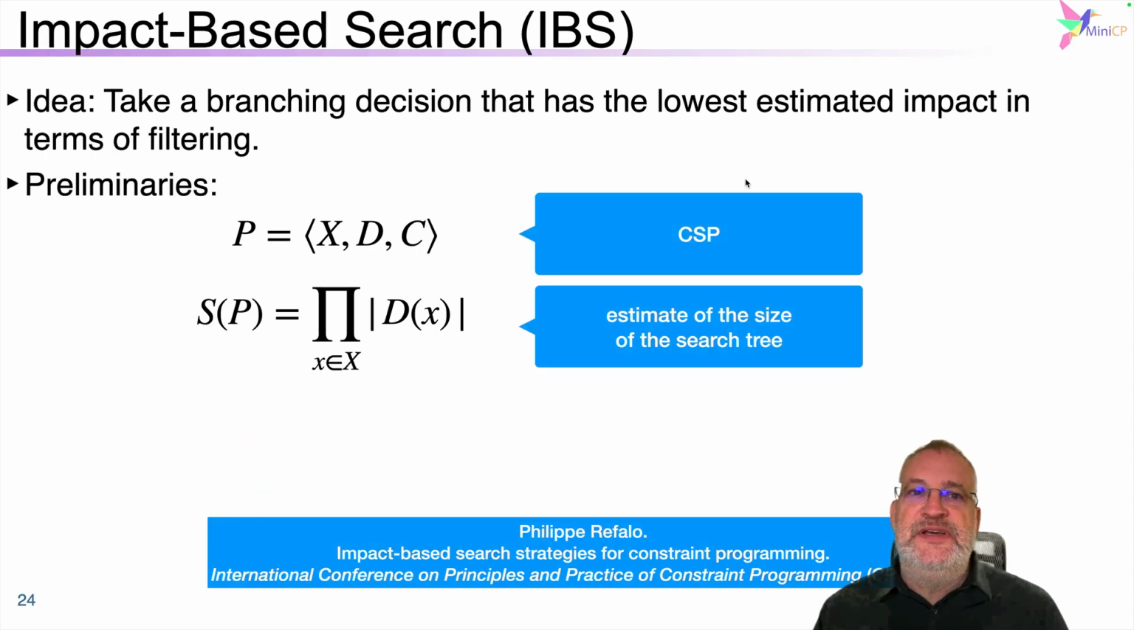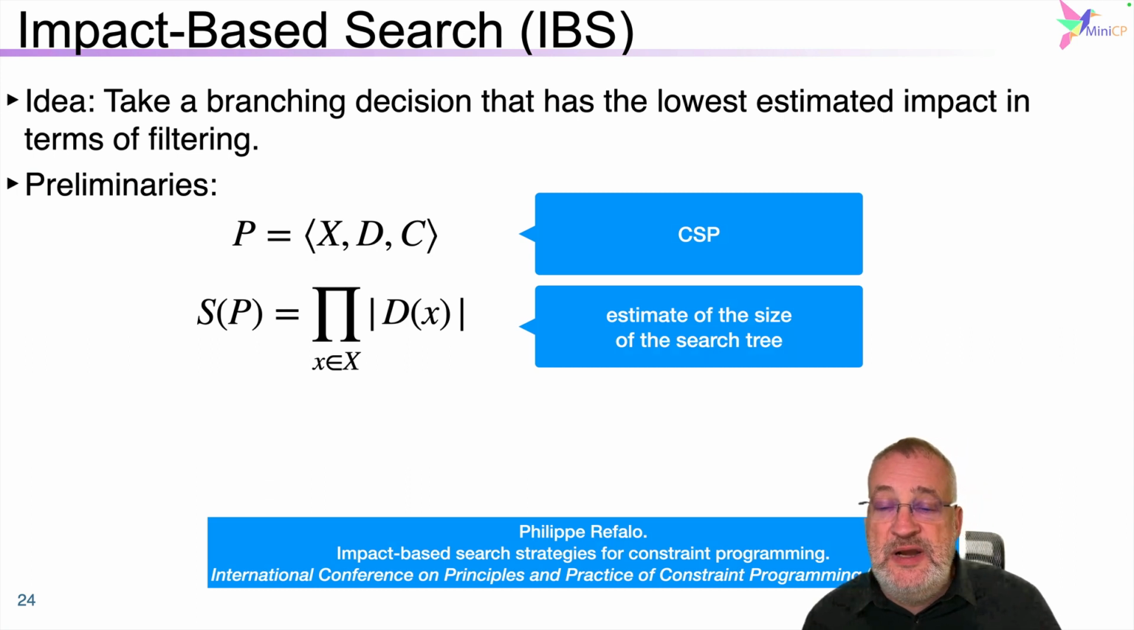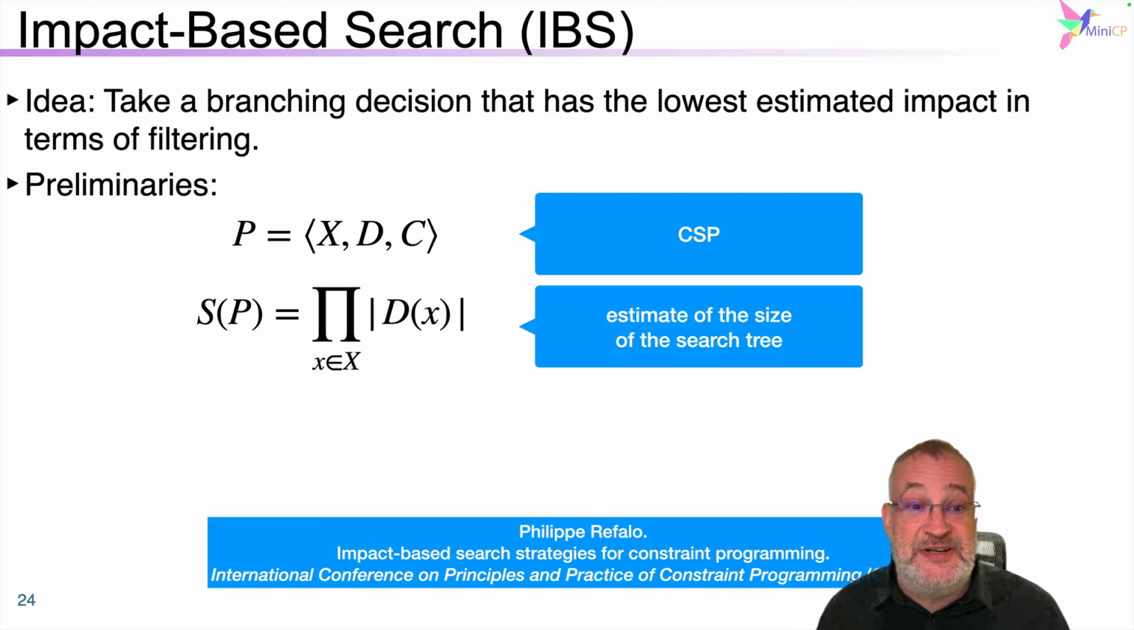So the idea behind impact-based search is to try to take a branching decision based on the impact it will have on the rest of the search, on the future search. And the question is, how do you figure out what is an impact? What is that going to be? Well, I already made the point earlier that your choice of variable will have an impact on the size of the search tree underneath. And it's of course very difficult to have an oracle to predict how big the search tree underneath is going to be. But we could estimate the size of the search space that underlies that.